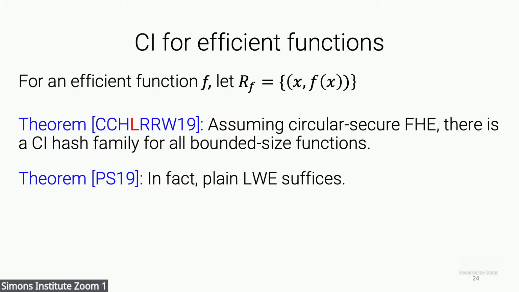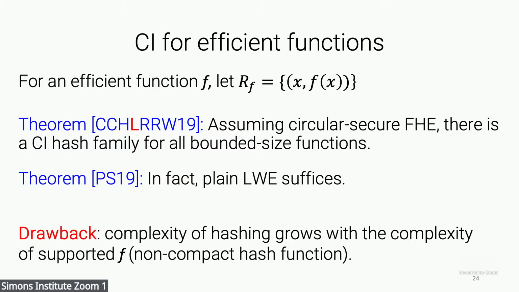We had a result doing it from circular secure FHE, and then Peikert and Shiehian improved this to rely just on plain LWE. So this is something that you can do based on LWE. I do want to highlight one major drawback of what we know how to do here, and this is true for all of the other correlation intractability results that we know, which is that the complexity of hash function evaluation, for the hash function for which we can prove security, has to grow with the bounds on the running time of the function f that are supported in this definition.